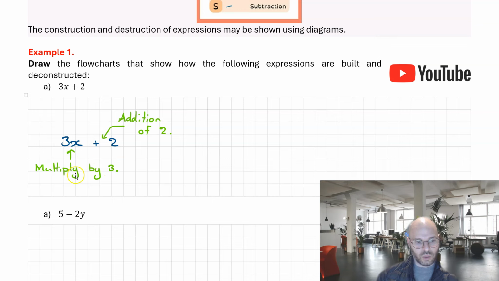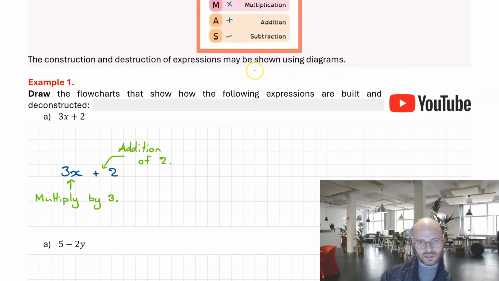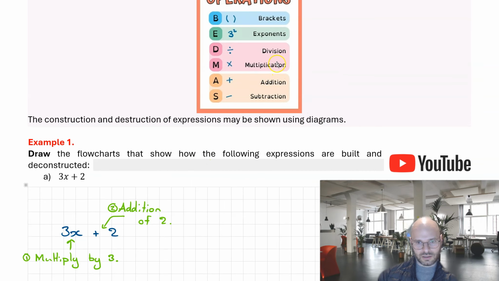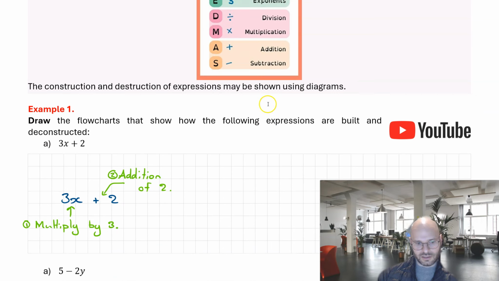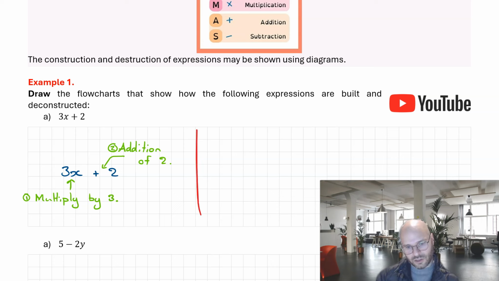Next, we need to understand which one comes first and which comes second. Going up to our BEDMAS chart, we know that addition and subtraction come last, and division and multiplication come after exponents but before addition and subtraction. So addition is going to be the second one, and multiplication by 3 is going to be the first. Remember, multiplication is above addition. Okay, we understand what is going on in our expression, and we understand the order in which the operations apply. Let's draw a flowchart that shows how this expression is built.